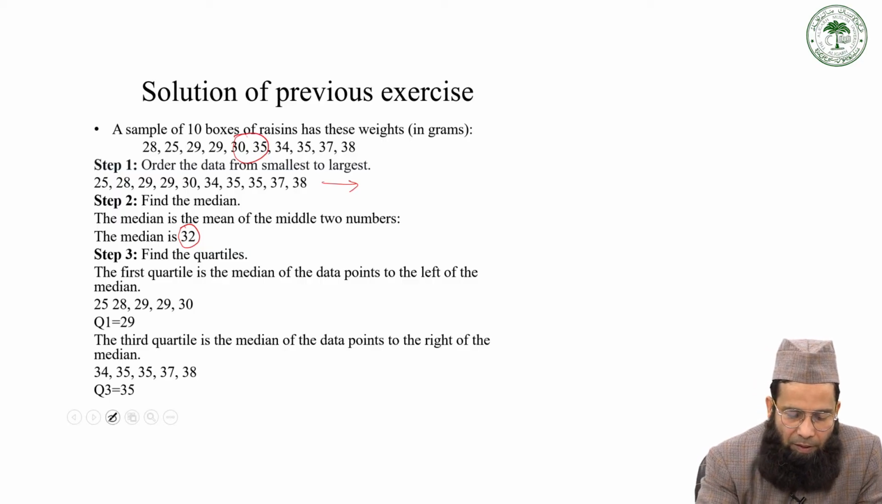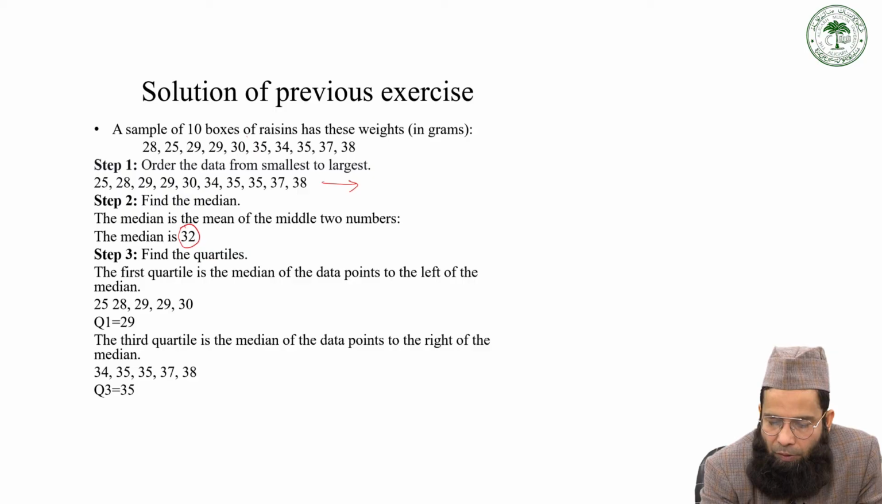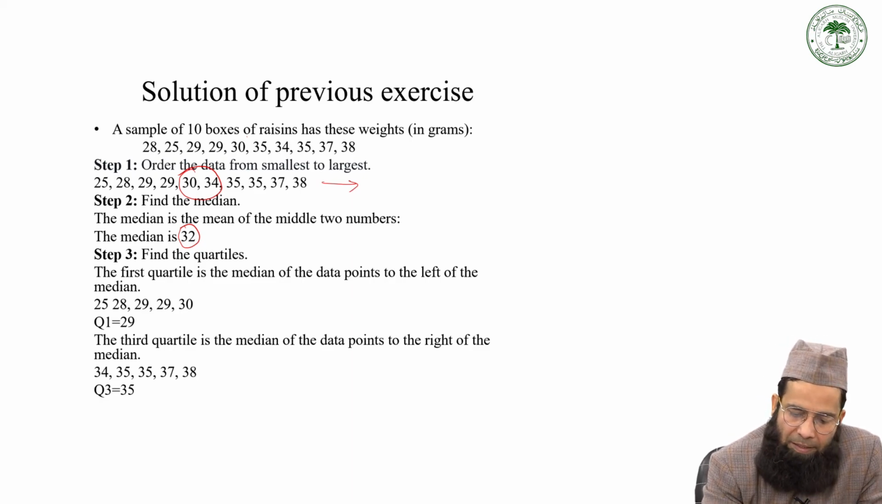Just a minute. Let me erase this one. After sorting, I need to find the median. So the median would be the sum of these numbers divided by 2, right? So the average of these two values. So the median is 32.